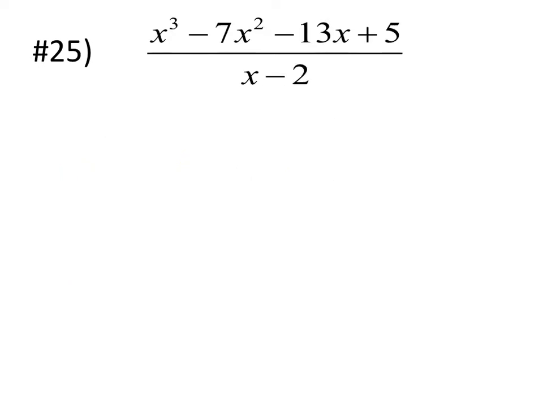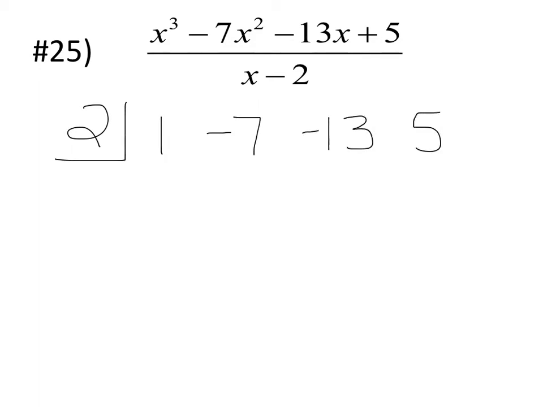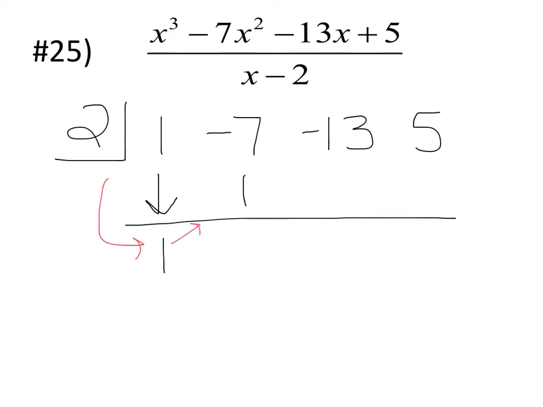Okay, so here we've got dividing by x minus 2. So what's going to go in your box is a positive 2. And then check your exponents, 3, 2, 1, 0. So I'm good there. List your coefficients: 1, negative 7, negative 13, and 5. Drop mama, drop your first number. Multiply, add, multiply, add. So multiply 2 times 1. Write it here. You get 2. So that was multiply. Now we add. Negative 7 plus 1 is negative 6.